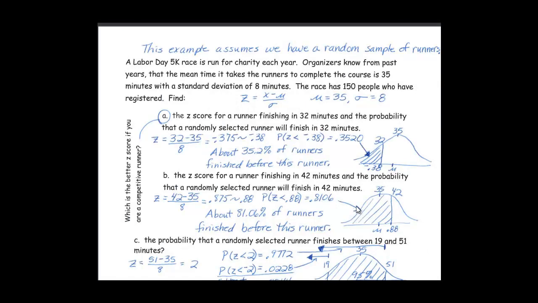So again, I've got my data values on the upper side of the curve, I've got my z-scores on the lower horizontal edge, and I'm putting my probabilities in between. So basically this means about 81% of the runners finished before this runner. So I've got this question over here to the side: which is the better z-score if you are a competitive runner?